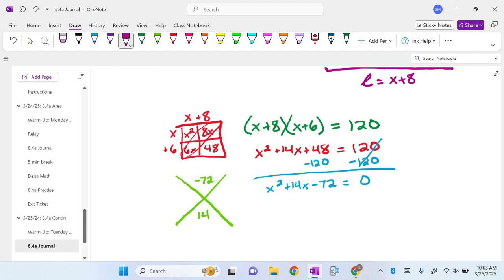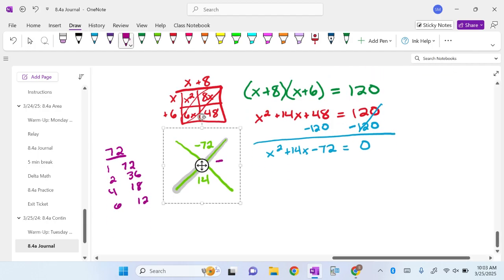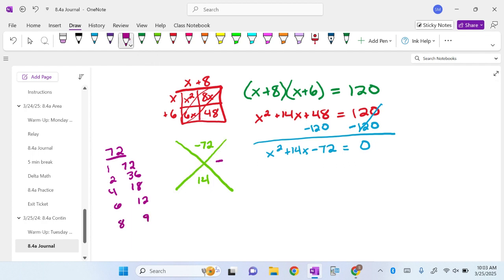Now, since it's a negative 72, that means one of our numbers has to be negative. So let's just list some factors of 72. Can someone name me one set? So 1 and 72, there's 4 and 18. What else? 6 and 12. What else? 2 and 36. 9 and 8. So 8 and 9.